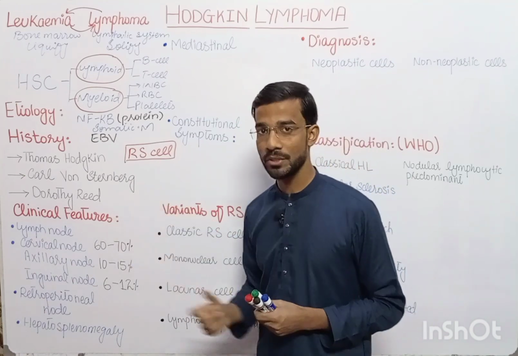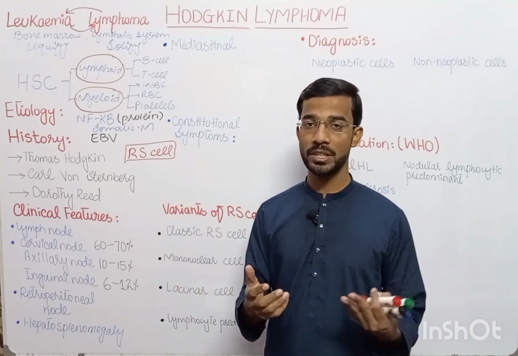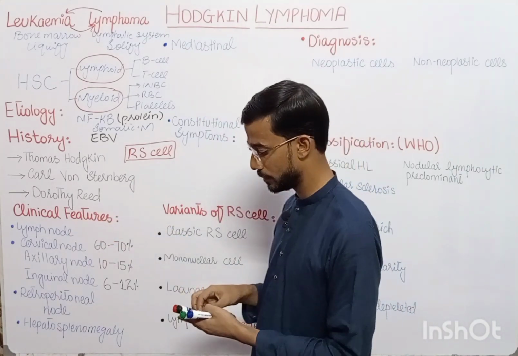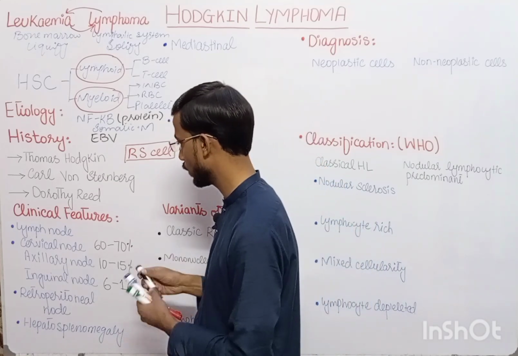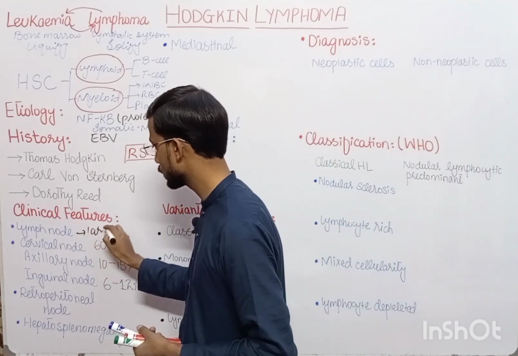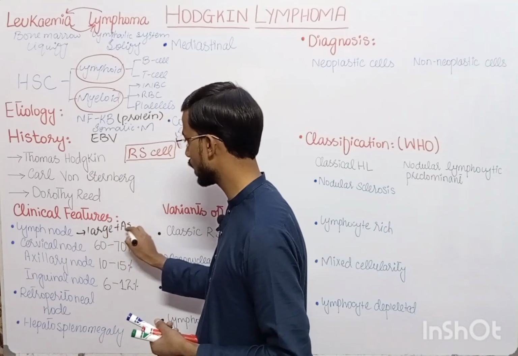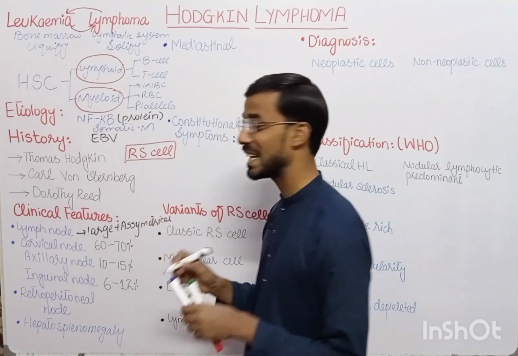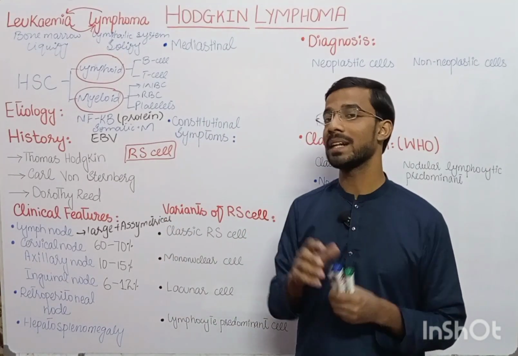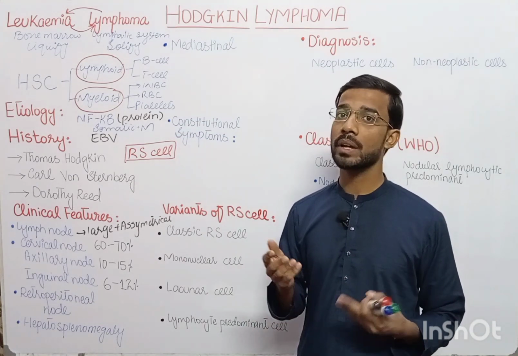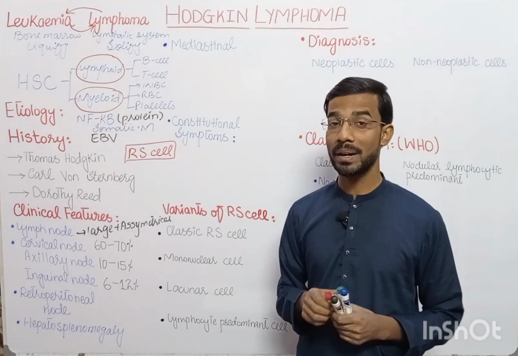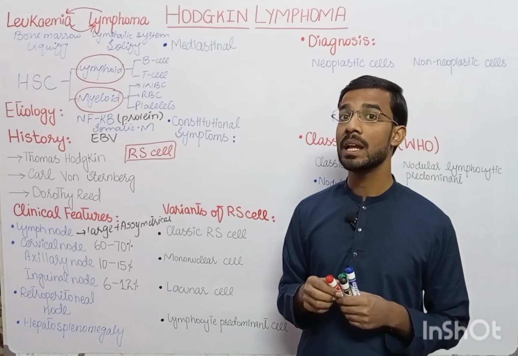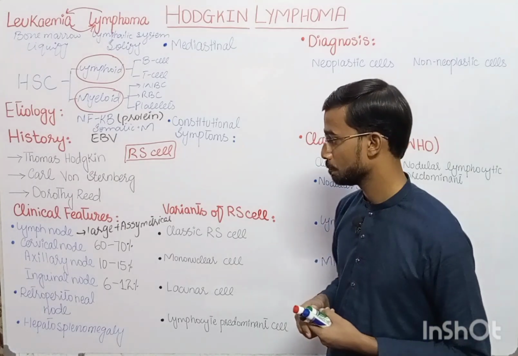If we talk about clinical features, that is, how the patient presents to the physician: first of all, the lymph nodes will be large, asymmetrical, and discrete. You can easily palpate the lymph node. In a normal situation, you cannot easily palpate the lymph node. But if there is infection in the lymph node, then you can easily palpate it, which is called lymphadenopathy.